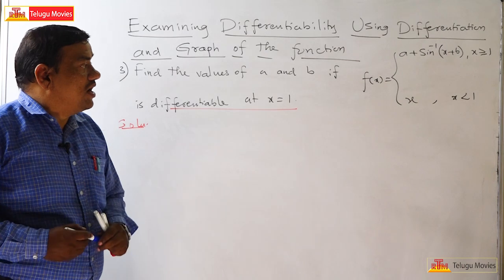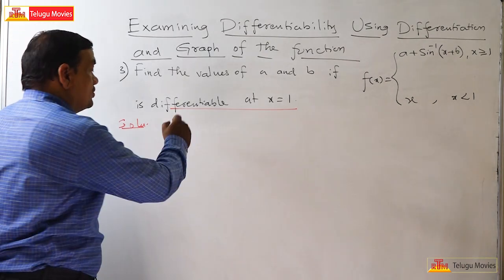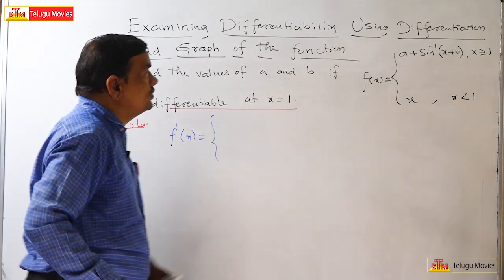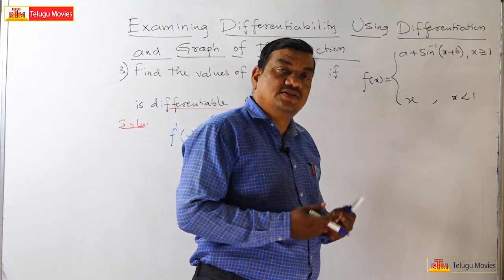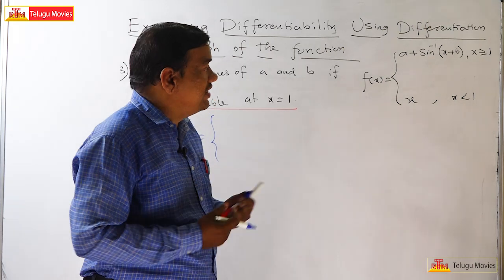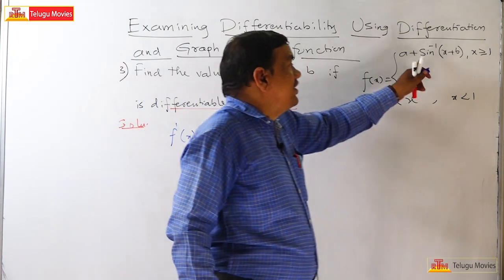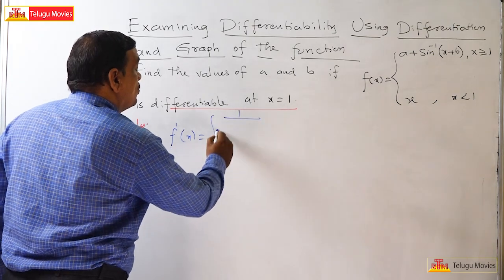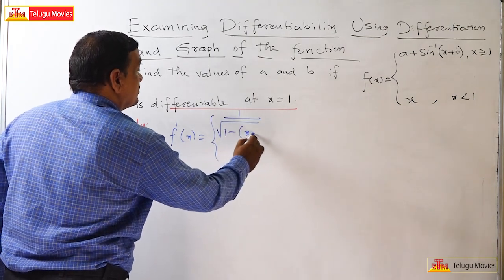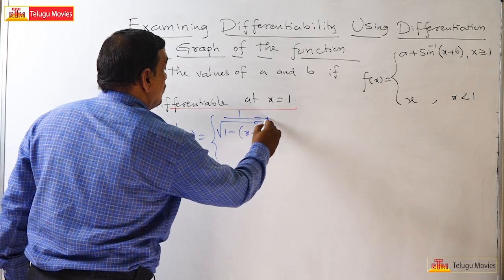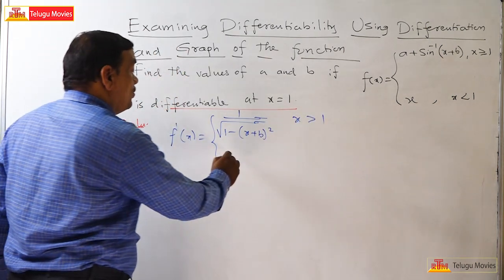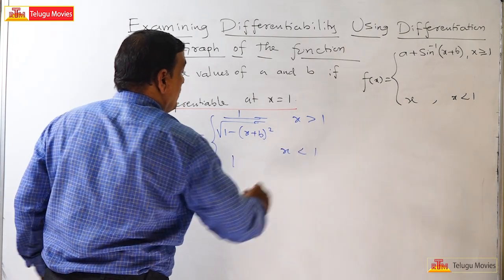First, find the derivative of that function. f dash of x is equal to: the derivative of a is 0, because it is a constant. The derivative of sine inverse of (x plus b) is 1 by root of 1 minus (x plus b) whole square, if x greater than 1, and for x, the derivative is 1 where x is less than 1.